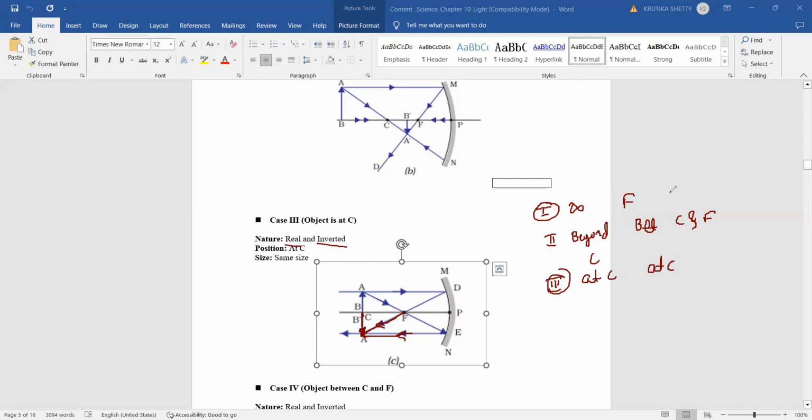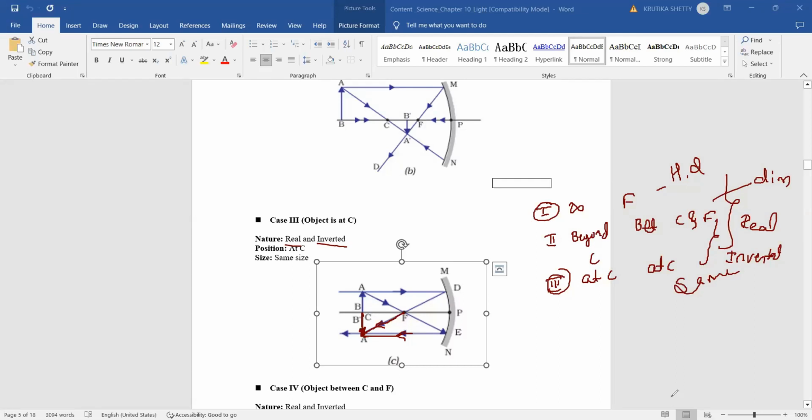The nature of the image: in all three cases, it is real. And for the second and third, it is inverted. Then one more point. When it is at infinity, the image is highly diminished. Beyond the point C, it is only diminished. And when you consider the object at C, the image is of the same size as that of the object. These three cases are clear.